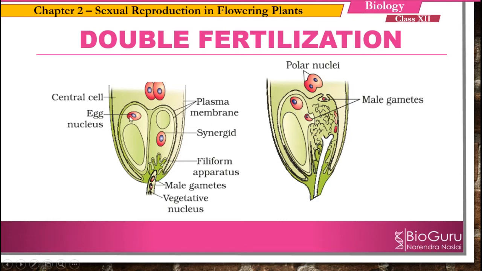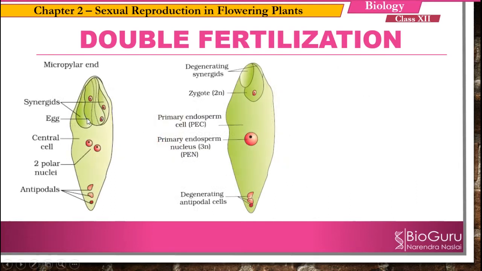So here there is an egg cell, right? And here there are two male gametes in the pollen tube. After entering into the synergids, it is going to release both the male gametes. One of the male gametes is going to fuse with the egg cell, right? So what is going to happen? Let us see. After fusing with the egg cell, it is going to form a structure called the zygote, and it is diploid, right? And the fusion of the male gamete with the egg cell is called syngamy, right?